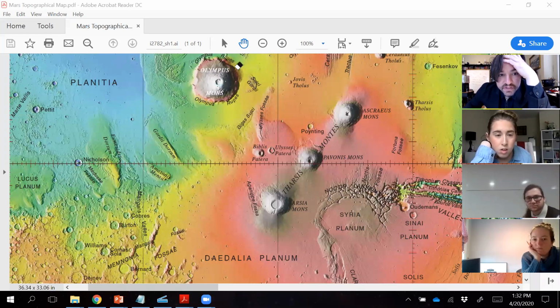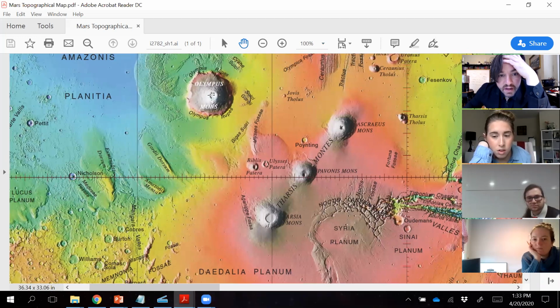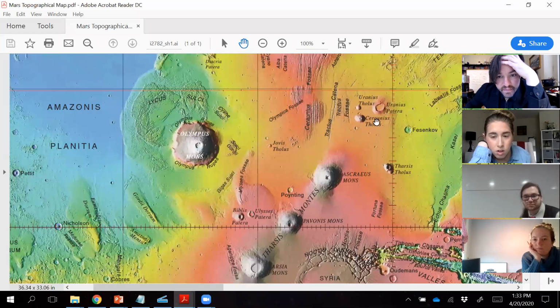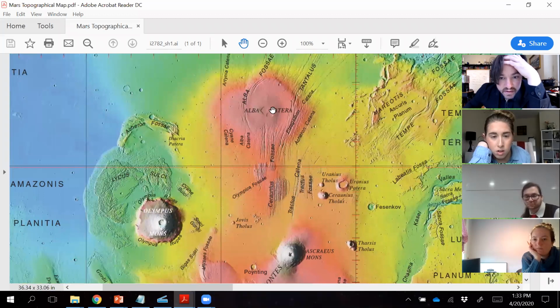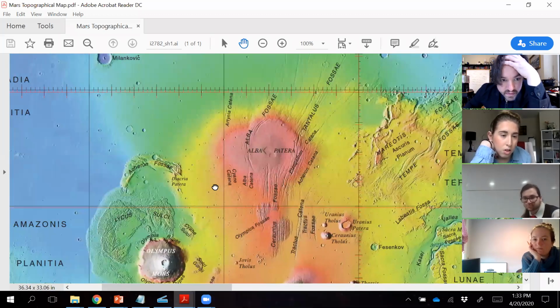So obviously, for starters, we got the big boys, right? We got Olympus Mons, 1, 2, 3, 4 big volcanoes. Here's 5, 6, 7, 8, 9, 10, 11, 12.